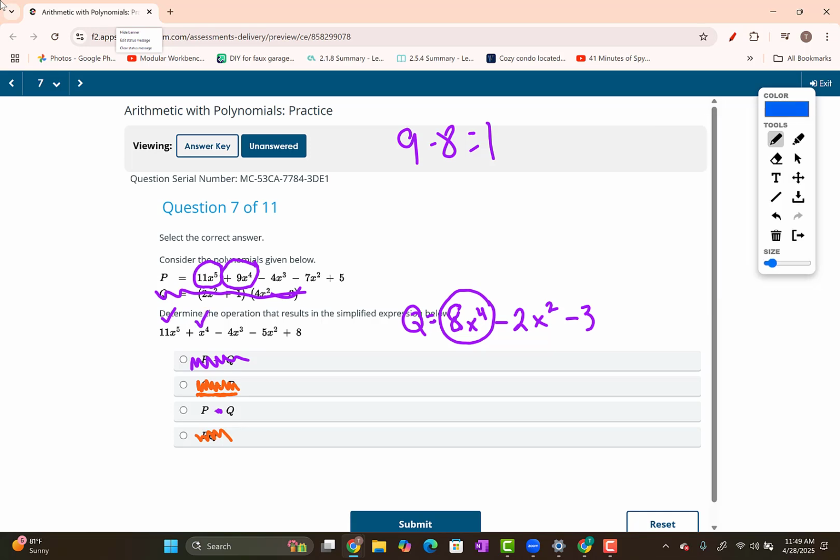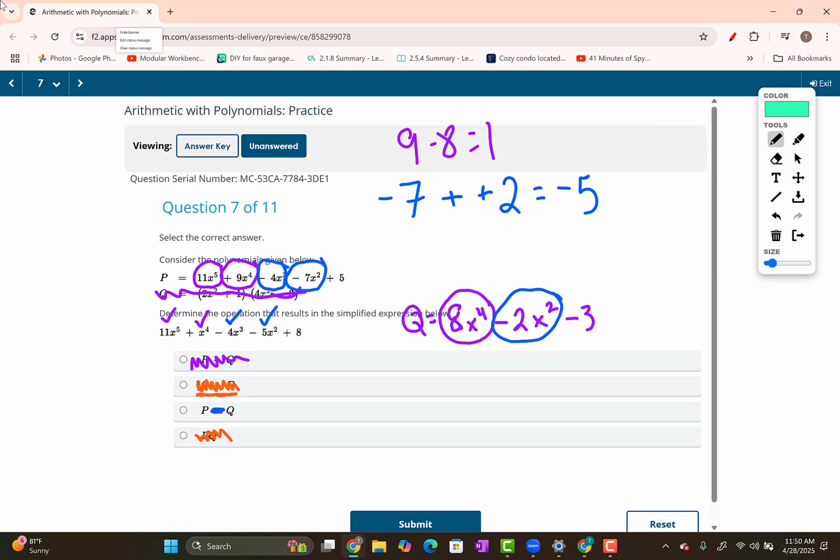Let me pick a different color. Negative 4x to the third minus, there are no other x to the thirds, so that's why this checks out. Negative 7x squared minus 2x squared, well, negative 7 minus, we've got to be careful here. I've made a mistake. So it's negative 7, but then we've got to take the minus sign, because there's a minus sign in between p and q, and we're going to subtract the negative 2. So negative 7 minus negative 2 is the same thing as negative 7 plus 2, which is negative 5, and that's where that negative 5x squared is coming from.